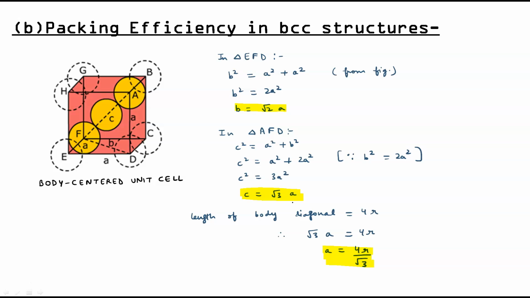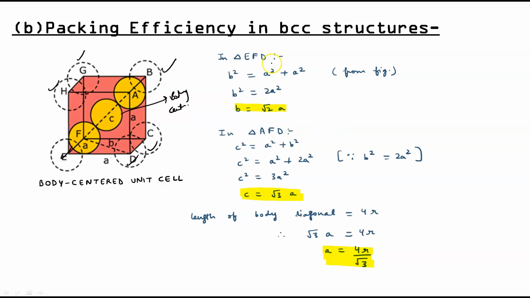Now comes the second topic, packing efficiency in BCC structure. You can see the diagram of the body centered unit cell. In BCC, you know that the constituent particles are situated at the corners as well as in the body center. So the rank of BCC is 2, because for the corners it is 1 and for the body center it is 1. So the total rank comes out to be 2. From the diagram you can see these are the corner atoms, and this is the body center atom.